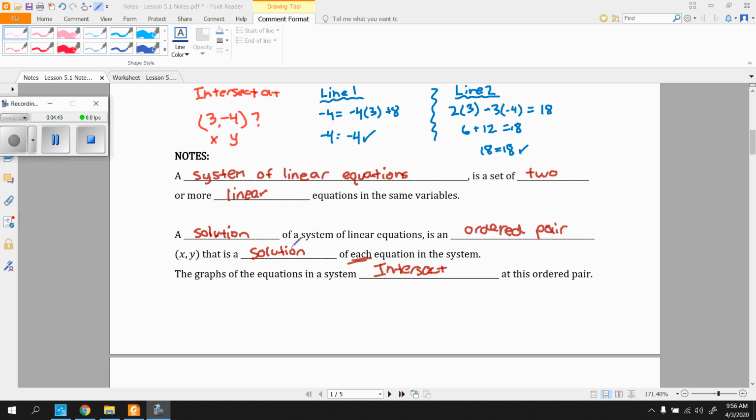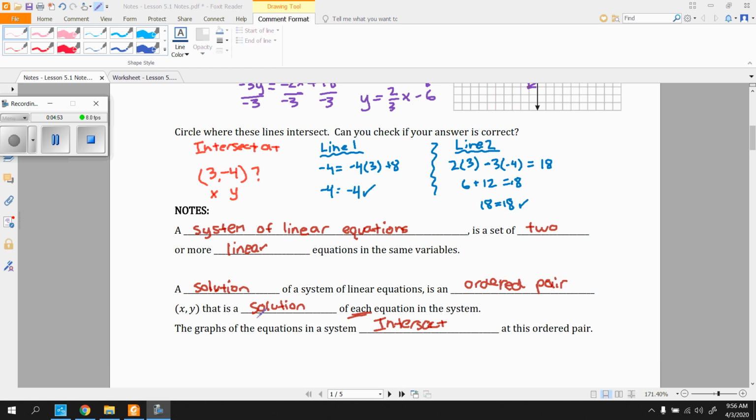A solution, which again we kind of just talked about a little bit already, is an ordered pair. So an x and a y, just like we saw right here, that is a solution to each equation, depending on however many there are. We had 2. It could be 2 or more. It's a solution, and it has to be true in all equations, not just one. Okay, so that was kind of the check part of it.